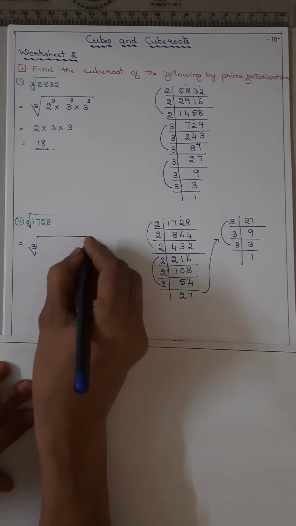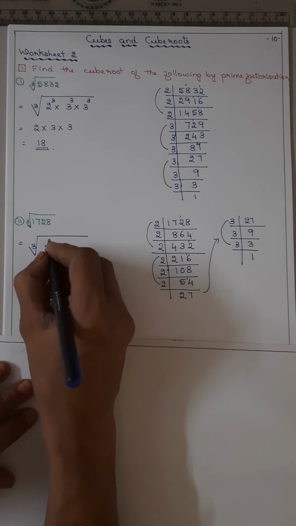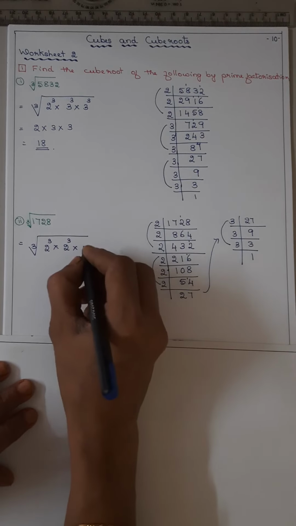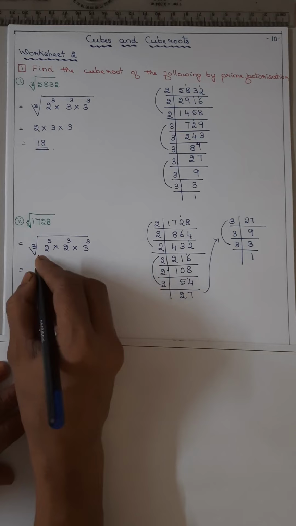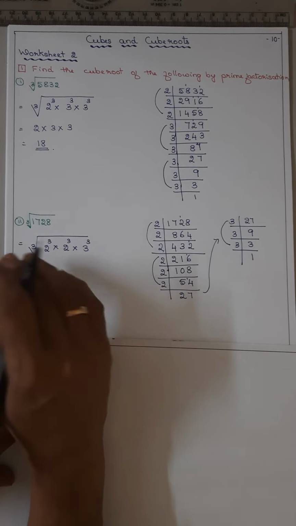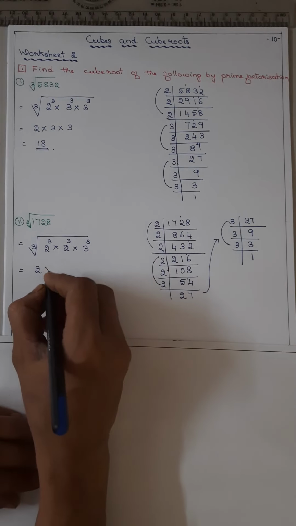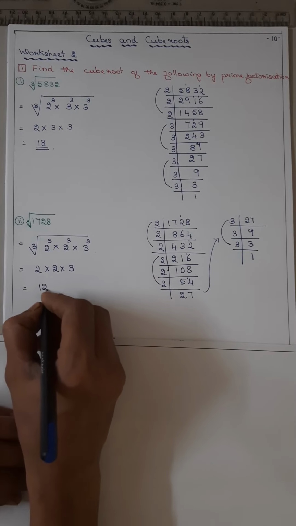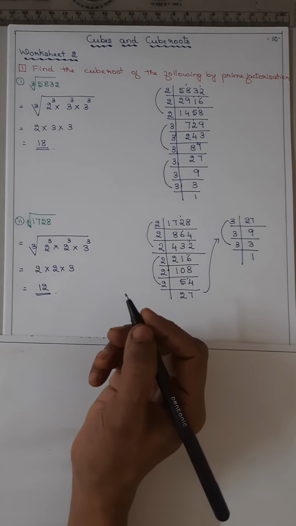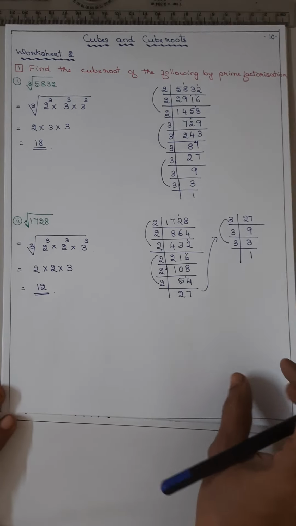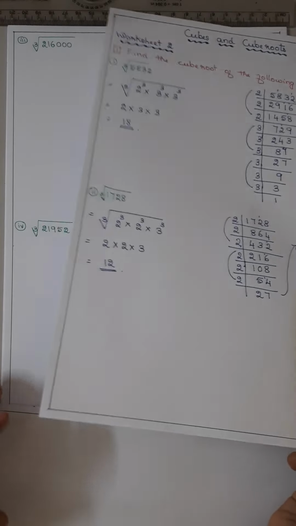Now cube root of, you will be writing 2 cube into 2 cube into 3 cube. The numbers, whatever you get, it is 2 2s are 4, 4 3s are 12. Answer is 12. Only the bases you have to write. Cube root and cube will get cancelled. Is it okay? Now coming to the third sum.